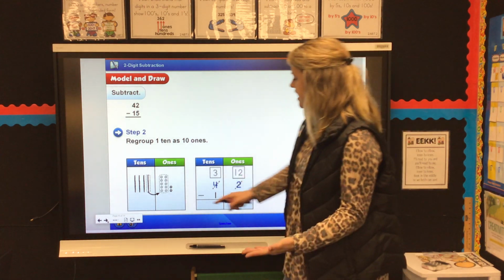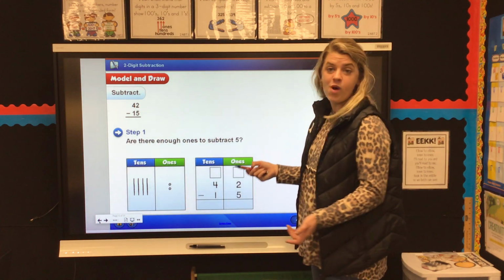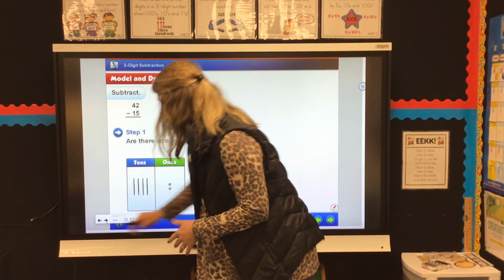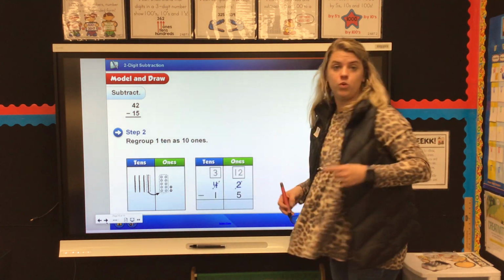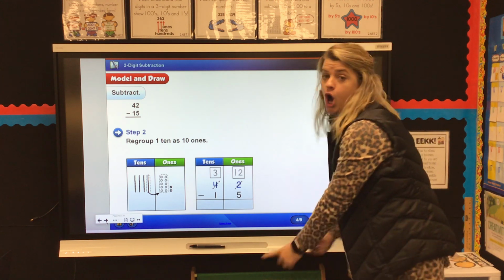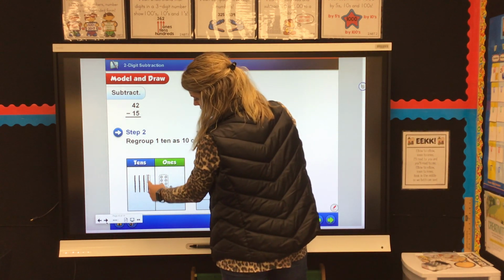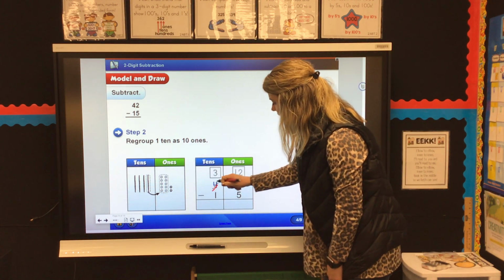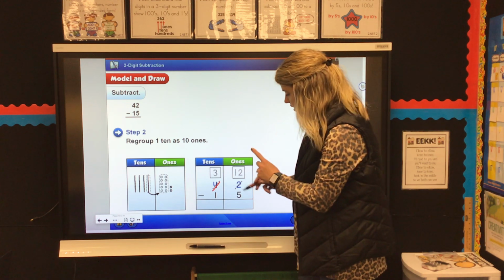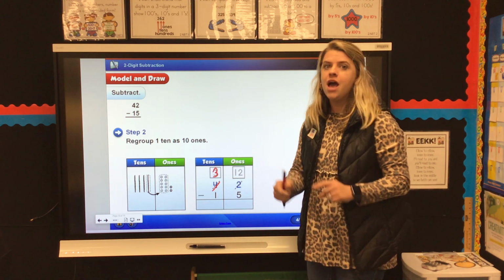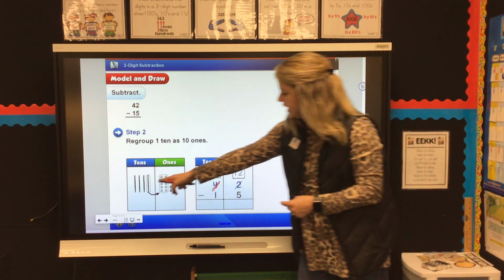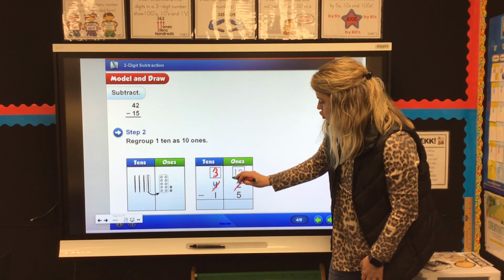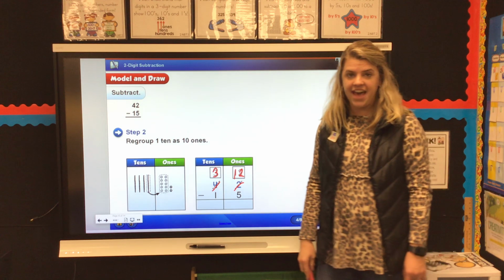So our step 1 was, are there enough ones to subtract 5? And we said no because there's more on the floor, okay? So step 2, what do we need to do? We go next door, right? And we grab this 10 rod and we regroup it as 10 more. So we go next door, and instead of 4 10 rods, now we have 3 10 rods because we brought those 10, we wanted 10 more. So now instead of 2, I have 12, which is 10 more than 2.